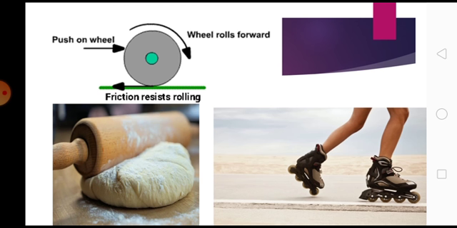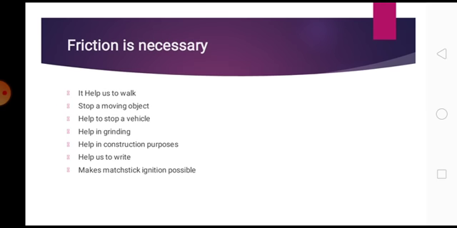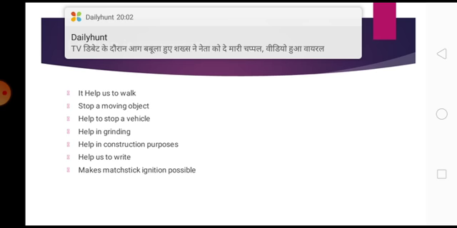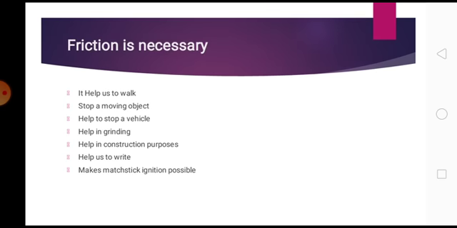And when we make a ball of dough into chapati, then also friction is necessary. How is friction necessary? Let's see some examples. It helps us to walk, it stops a moving object, it helps to stop a vehicle, it helps in grinding, it helps in construction, helps us to write, it makes matchstick ignition possible. Means the last example means that it helps to burn a matchstick also.